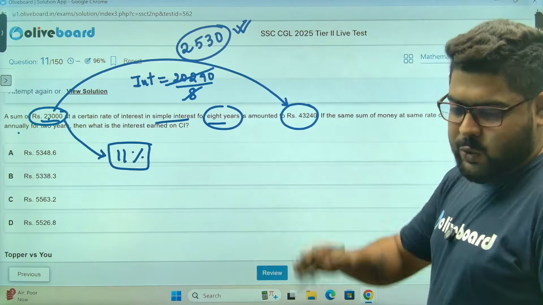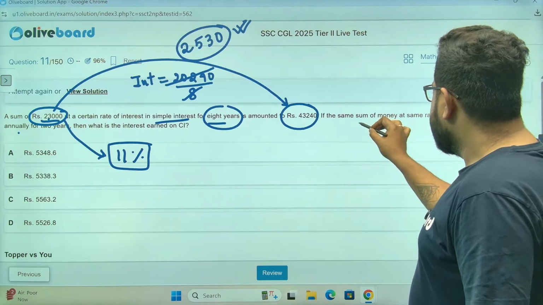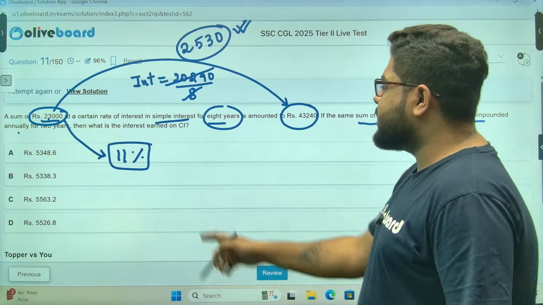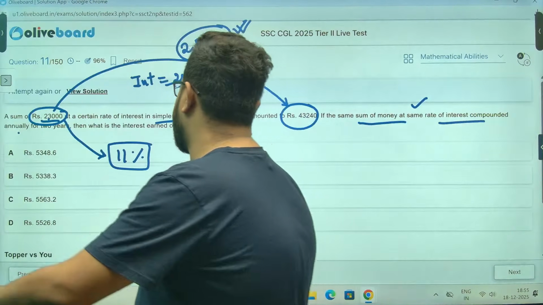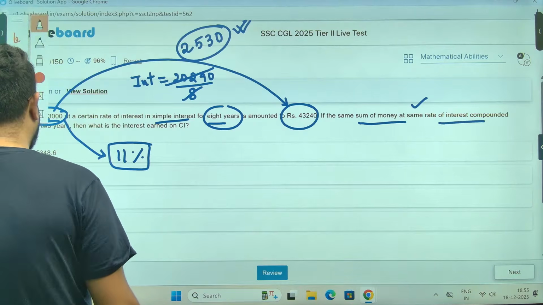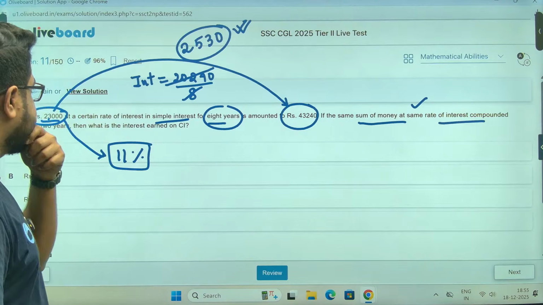So 11% is done. Now, same sum of money, same rate, compounded annually for 2 years. What is the interest earned on CI? Okay, no worries. Interest on CI, sir.